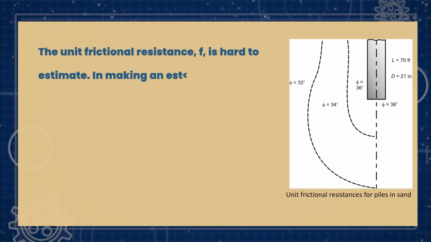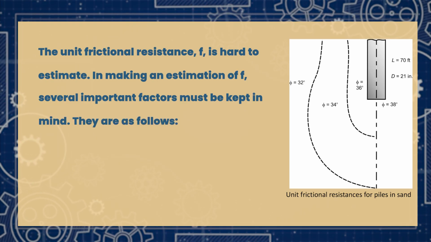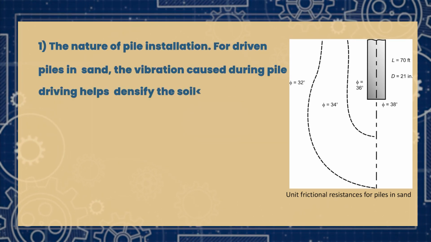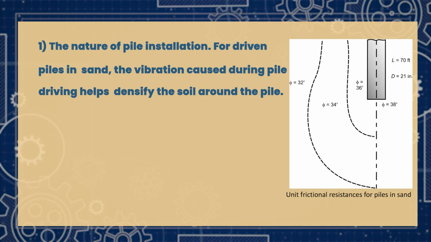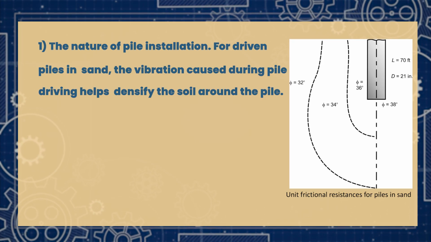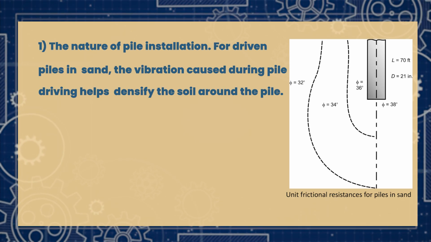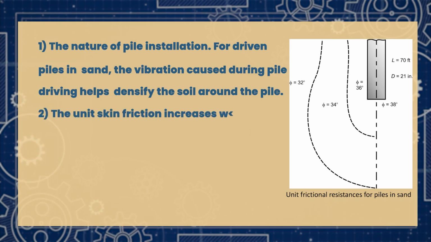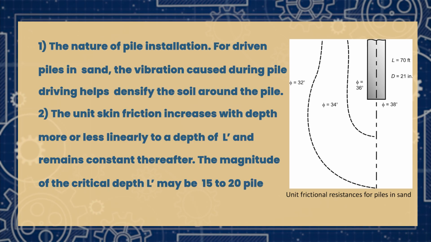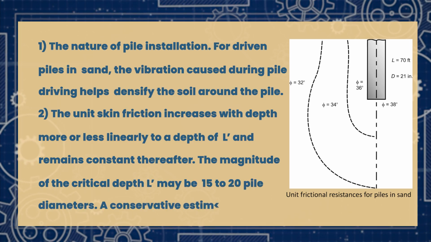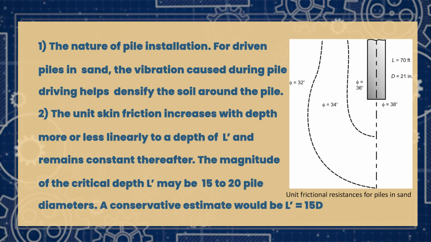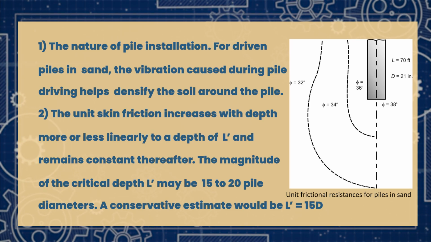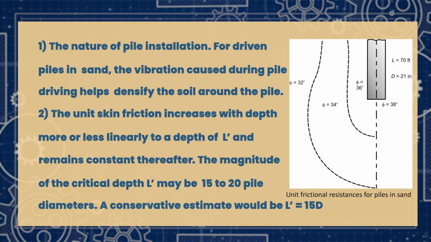You can see the nature here. As you increase the pile length, what will happen during pile installation? For a driven pile in sand, because of the vibration, the pile densifies the soil surrounding it, and the unit skin friction with depth becomes more or less linear with depth. The magnitude of the critical depth may be 15 to 20 times the pile diameter, which is why we used to take 15 times D.